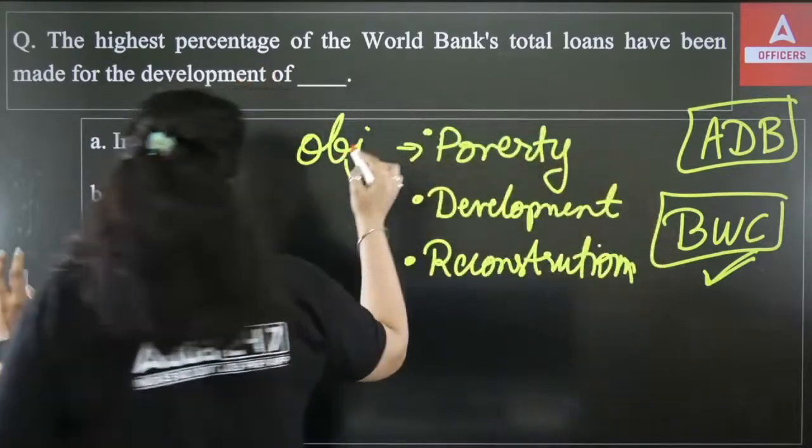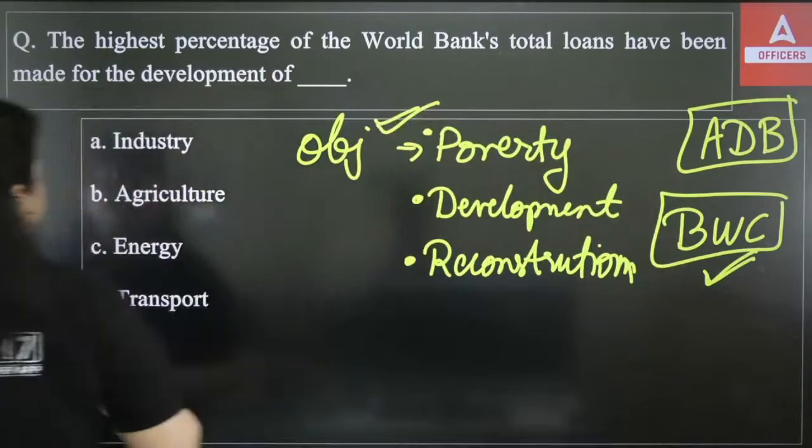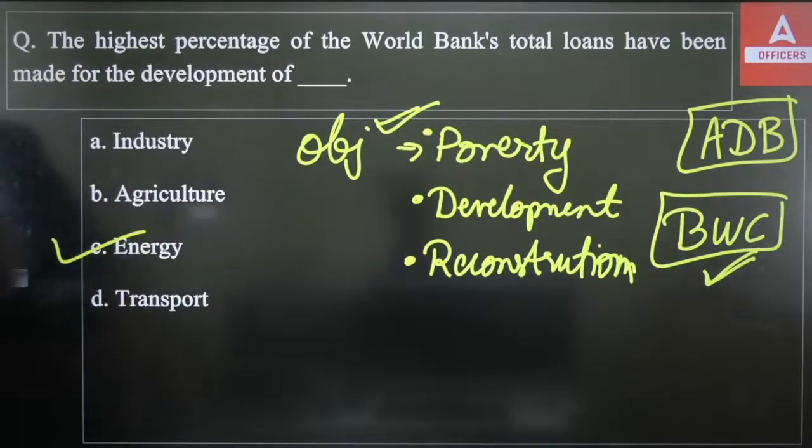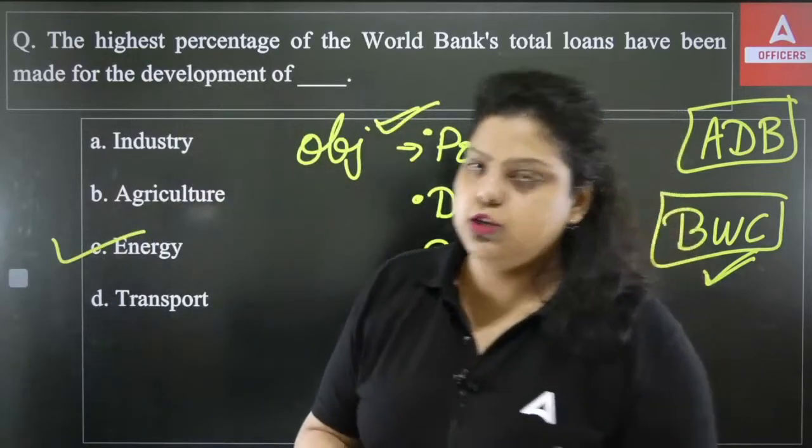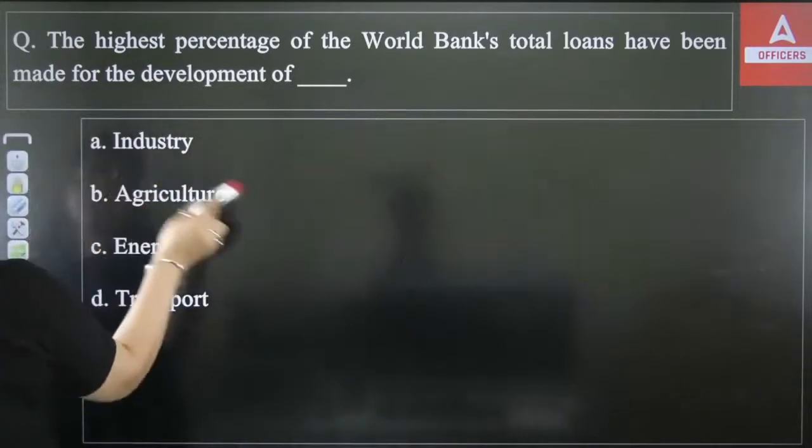So here the World Bank is working for these 3 objectives for all the member countries, and the maximum loan contribution from the side of the World Bank is given to the energy sector of the member nations. So the right answer will be your C option.